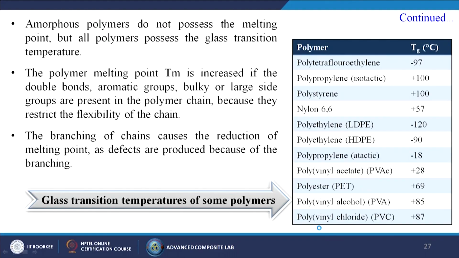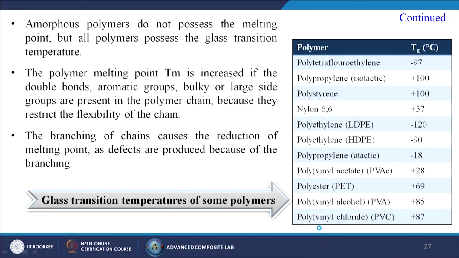Amorphous polymers do not possess any melting temperature, as I already told you, but all polymers possess the glass transition temperature. As a thumb rule, the glass transition temperature of the polymer is around 10 to 15 degrees. The polymer melting temperature Tm is increased if double bonds, aromatic groups, or bulky or large side groups are present in the polymer chains, because they restrict the flexibility of the chain itself. The branching of chain causes the reduction of melting point, as defects are produced because of the branching.